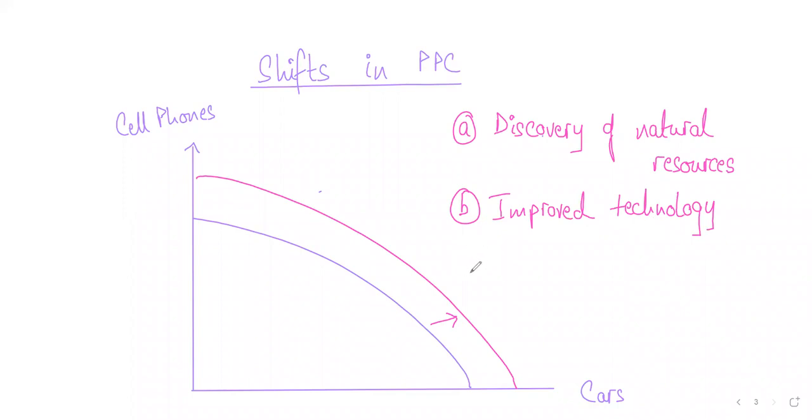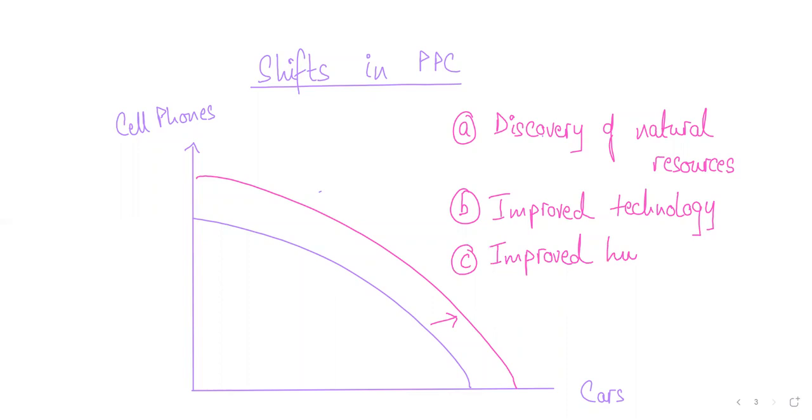Excellent, right? Another factor that can cause an outward shift in the PPC is improved human capital. Do you know what human capital is? Obviously, technology will also improve labor productivity, but then there can be something more direct, and that is human capital. Have you ever heard the word human capital? Okay, you haven't.